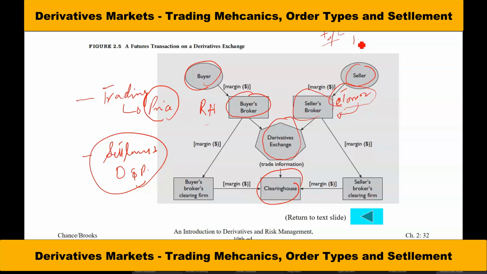So I bought 100 contracts, call contracts or future contracts or put contracts, and you sold it. When I do this and you do this, we channel our order through our broker electronically. When our orders reach the market electronically, they are matched. We don't know each other, and the transaction is done. So what happens is, from my account with my broker, there is money inside it. That money is in the margin account. And that margin is then actually shifted to the buyer's brokerage clearing firm.